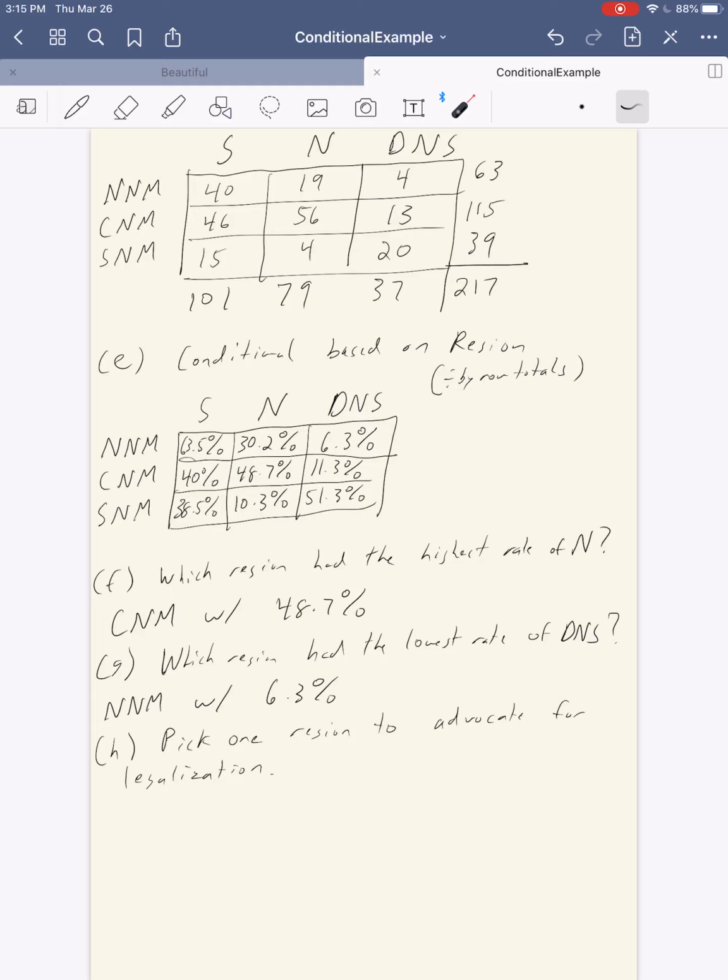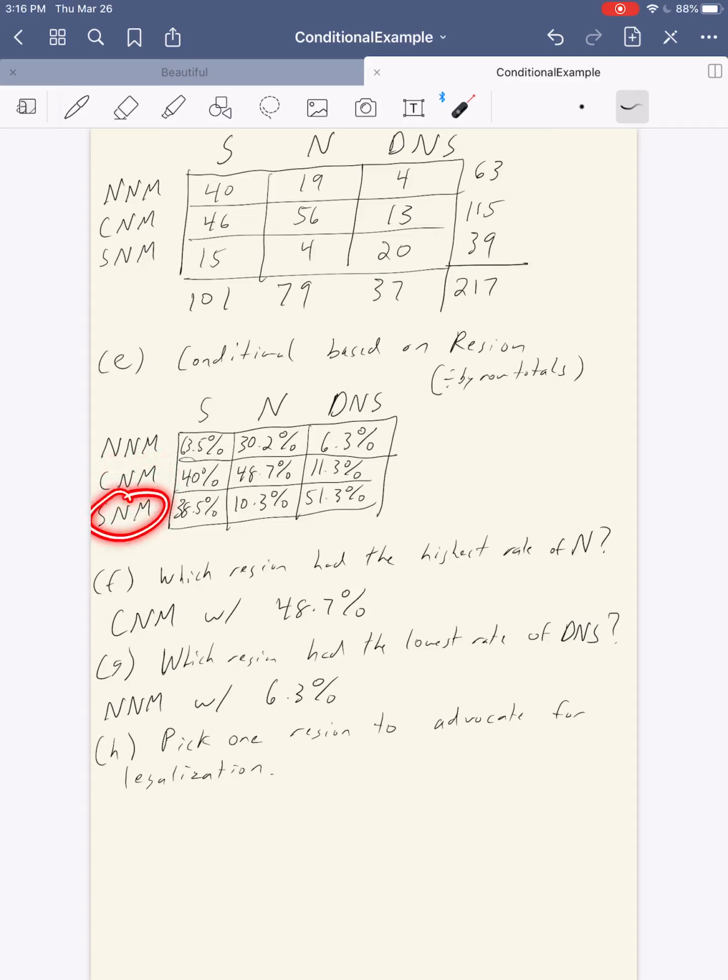What about if we look at something like central New Mexico? Well, central New Mexico has a high proportion of people who support, but they also have a really high proportion of people who are neutral. And people who are neutral might be able to be shifted into supporting if they hear some arguments or see some advertisements. So this high rate of neutrality seems like a good idea for choosing central New Mexico.